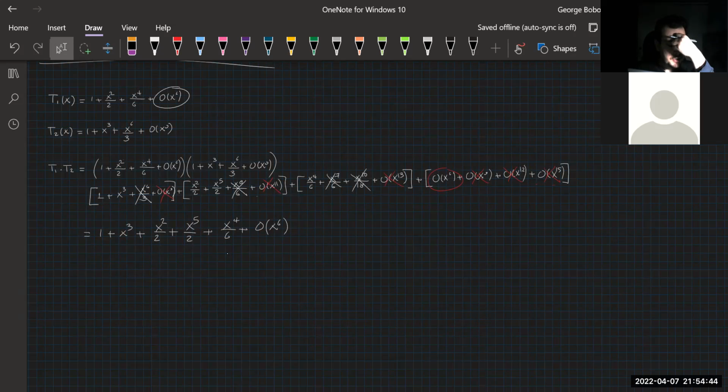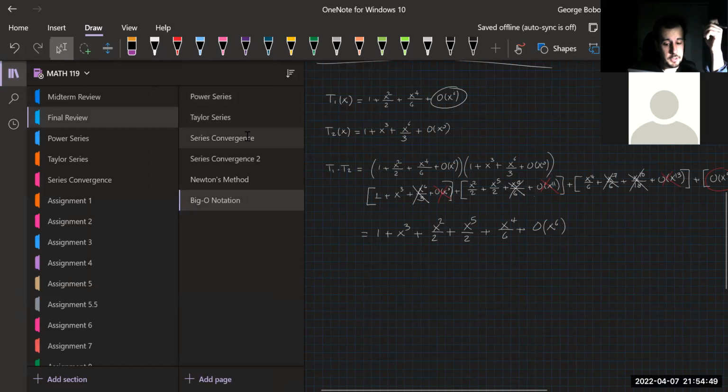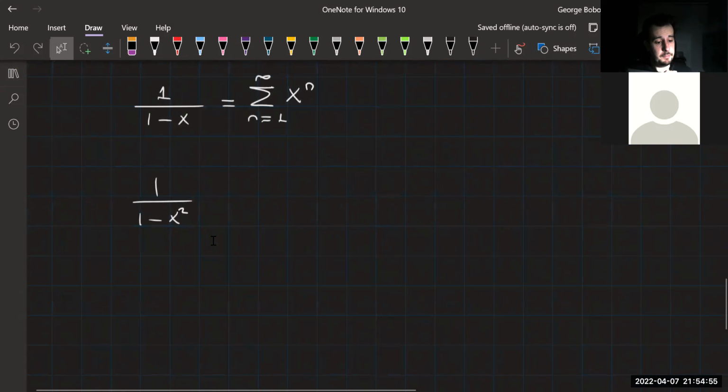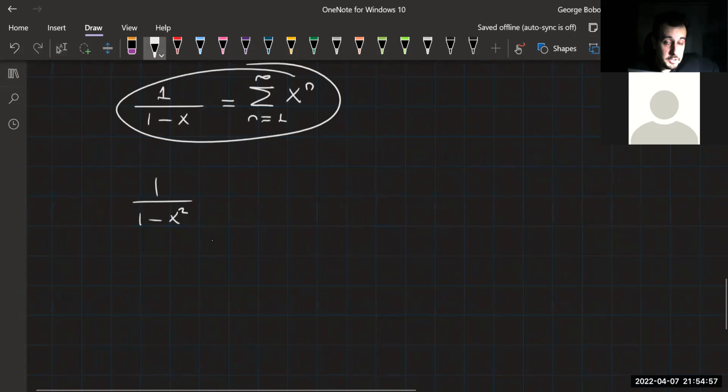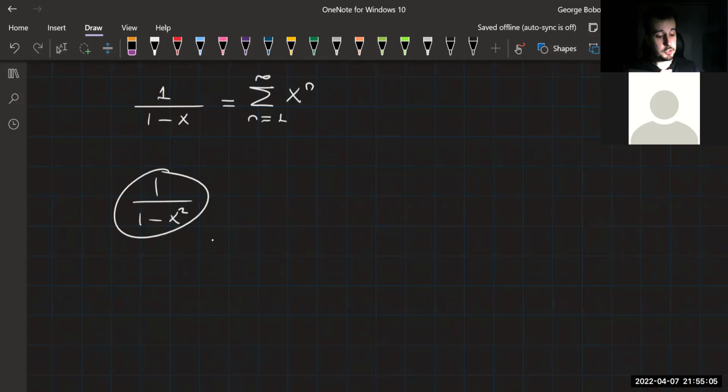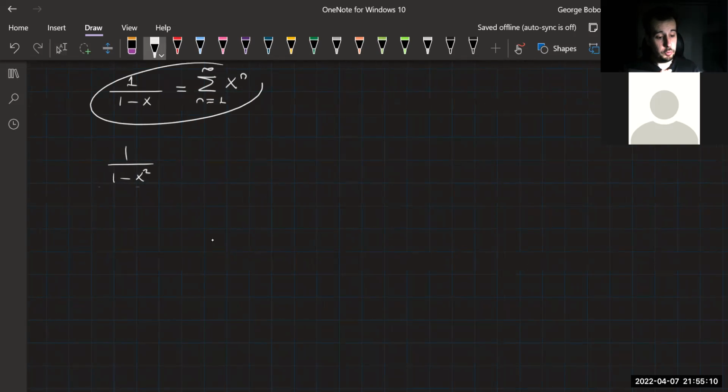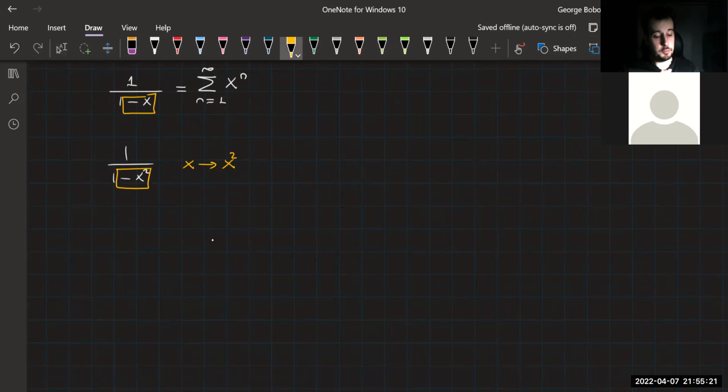Now, what else remains? For our topics, the only thing I have remaining here is using this, which is your building block for a power series, to derive other power series. For example, what if you want to derive the power series of this right now? Since you know this, you can use this. What's the difference between here and here? That x has turned into x squared.